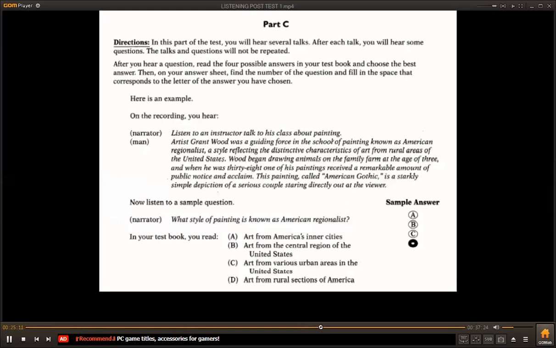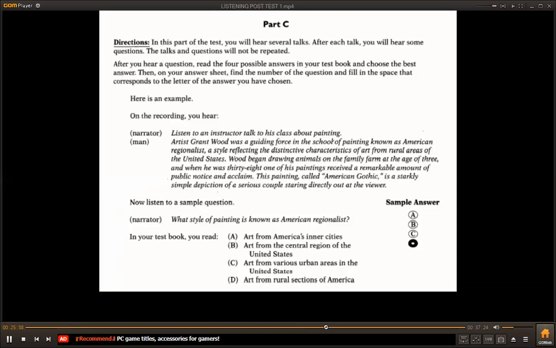Now, read along with me as I read the directions for Part C. Remember, you should not read ahead or turn the pages while the directions for this part are being read. Part C. Directions. In this part of the test, you will hear several talks. After each talk, you will hear some questions. The talks and questions will not be repeated.